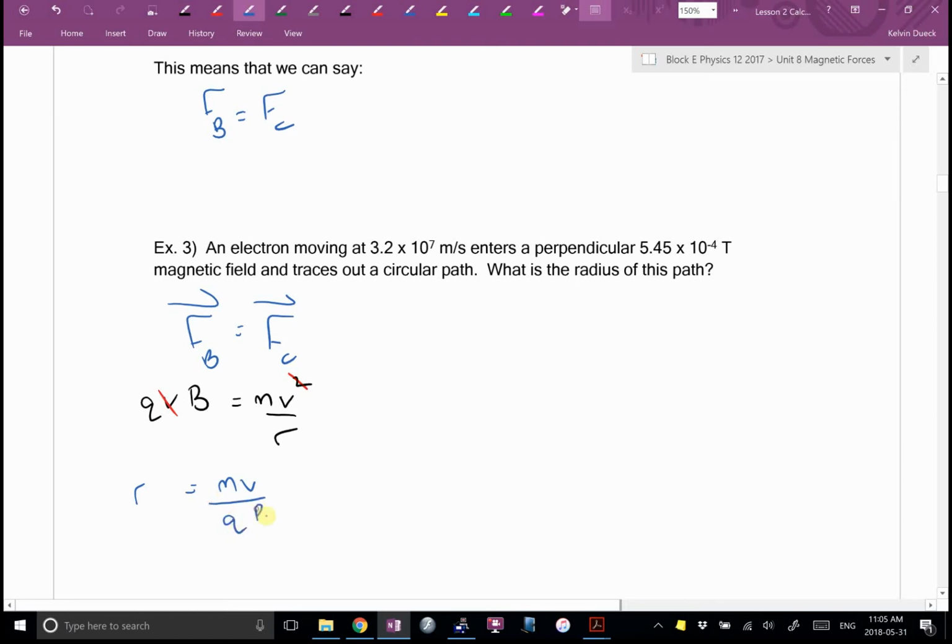Yep. In this equation, how many variables do you see? 5. As far as I'm concerned, I can give you any 4, find the 5th. And this right here was the beginning of particle physics. Usually we knew the radius.